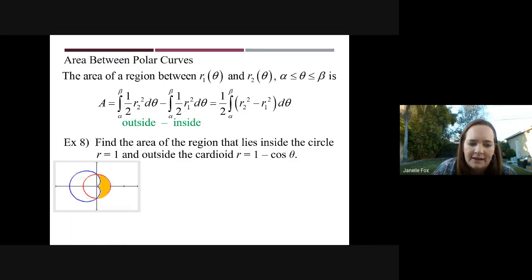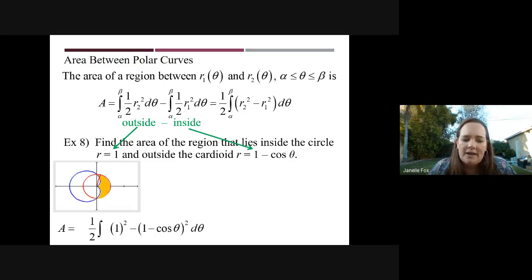So I'm going to draw this guy back in. And if you draw one example, red is on the outside, blue is on the inside. Okay, so the outside guy is the r equals 1. The inside guy is the 1 minus 1 cosine theta. Okay, so I'm going to start by writing the guys, and I'm going to fill in these limits of integration in just a minute.